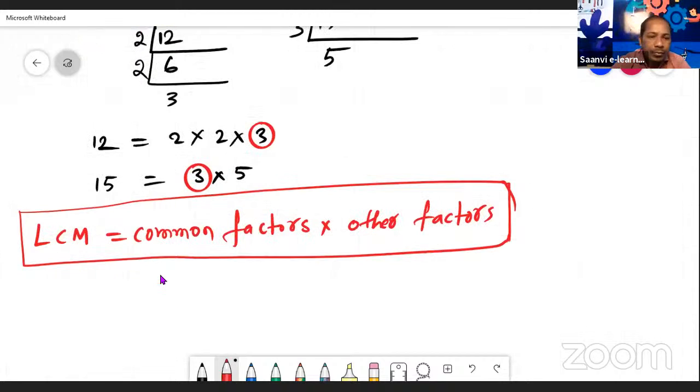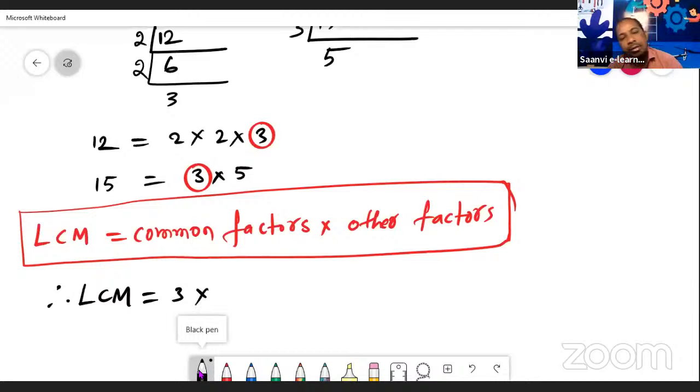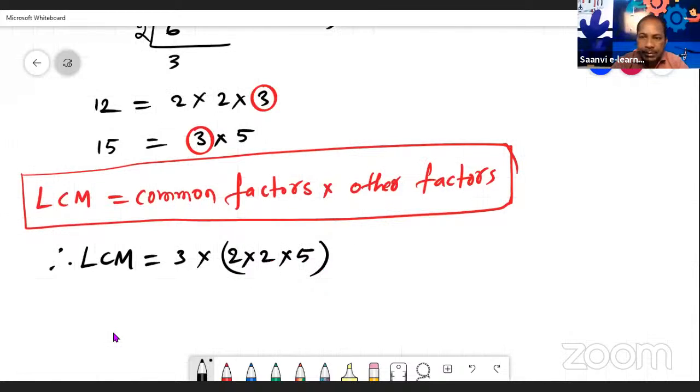Therefore, now LCM. Therefore, LCM is equal to common factors. What are the common factors? 3 is the common factor. So 3, write as it is. And what are the other factors? The other factors are 2 into 5. So these are the other factors. 3 is the common factor and these are the other factors.